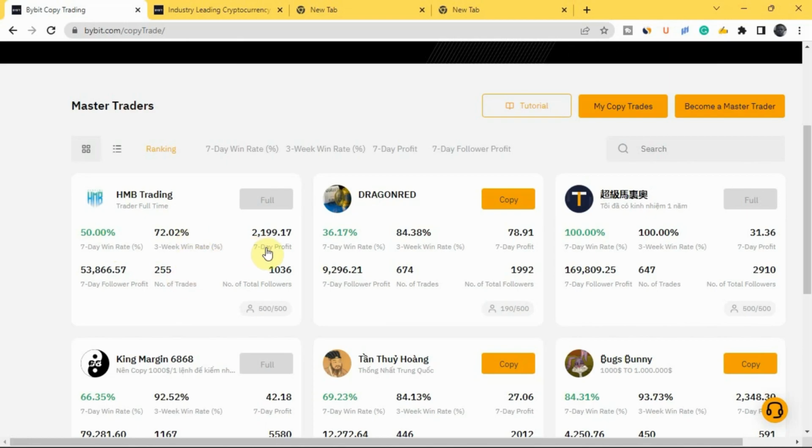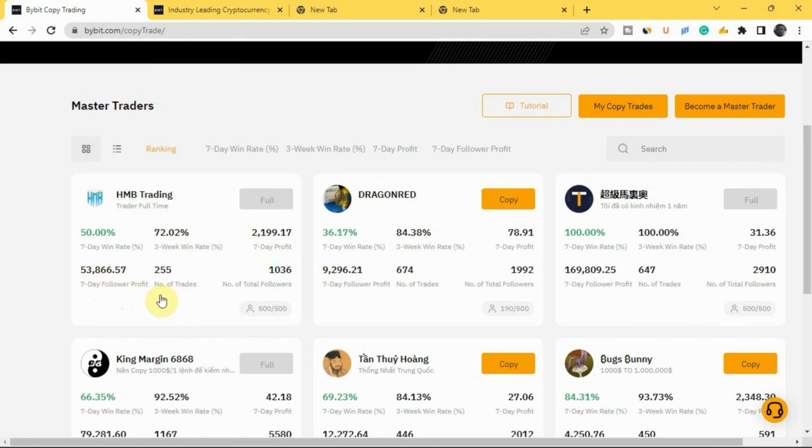And if you check the 7-day profit, this means that this is the profit this person has made in the last 7 days. This person has made $2,199 in the last 7 days. And the 7-day follower profit, so all his followers have made $53,000 as profit in the last 7 days.